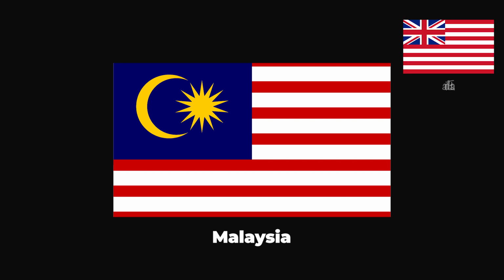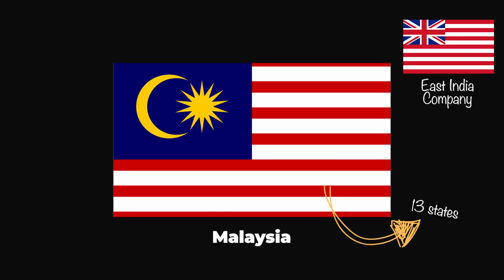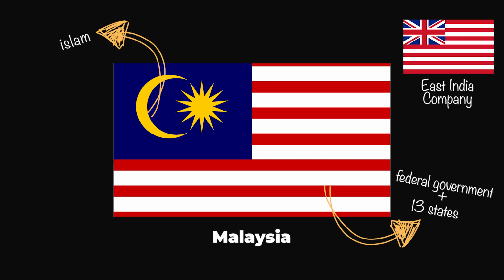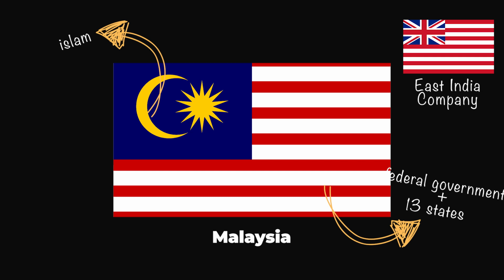With nods towards the East India Company flag, the Malaysia flag is comprised of 14 alternating red and white stripes, which represent the equal status of the 13 Malaysian member states and the federal government. The yellow crescent represents Islam, the official religion of the country.